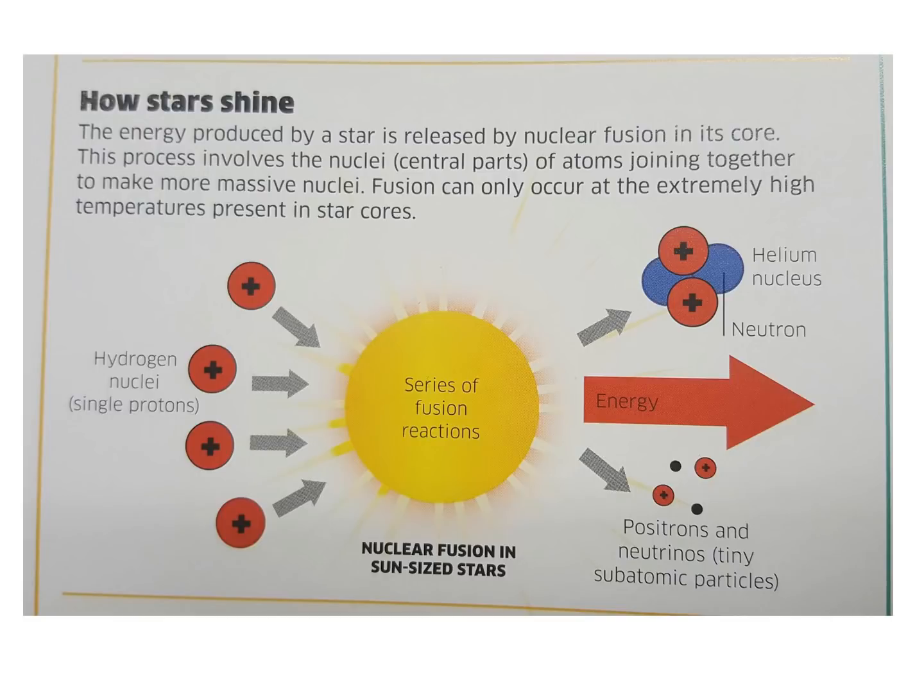So how do stars shine? The energy produced by a star is released by nuclear fusion in its core. This process involves the nuclei, which are the central parts of atoms, joining together to make more massive nuclei. Fusion can only occur at the extremely high temperatures present in star cores. So your hydrogen goes in, fusion means they come together, creates helium, which generates energy. And that's why we see the sun shining. And this is what happens in our sun and other sun-sized stars.